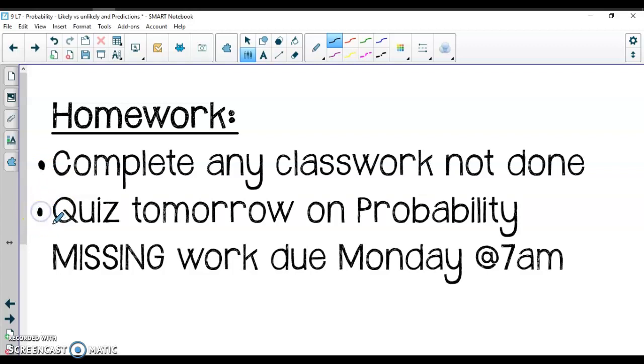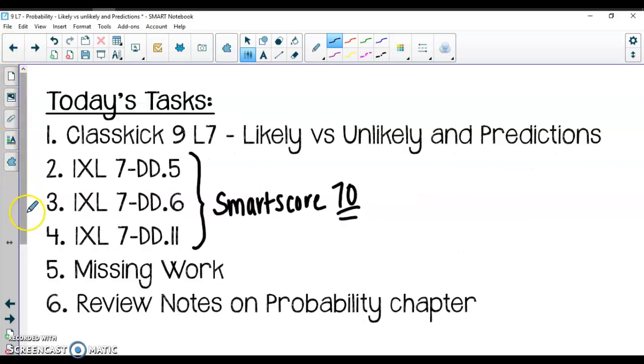Your quiz tomorrow is on probability, and then a reminder that all missing work is due by Monday at 7 a.m. If you complete any of your missing assignments, you do need to email Mrs. Grabner, and you need to tell her exactly what it is that you accomplished. All right, so back here, if you want to screenshot this, if you need to jot this down, you want to go ahead and pause the video and do so.